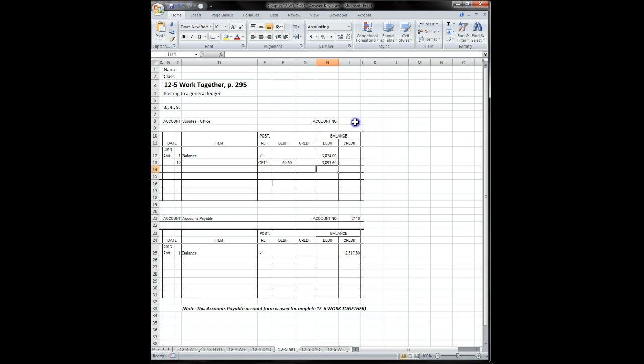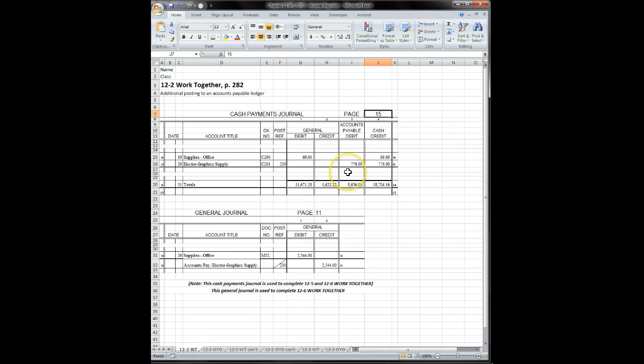Last step, I take this account number, 1145. I'm going to go back to the 12-2 Work Together tab, and I'm going to post 1145. So now I know this has been posted, right? And this one's already been posted as well. So step 4 is complete.